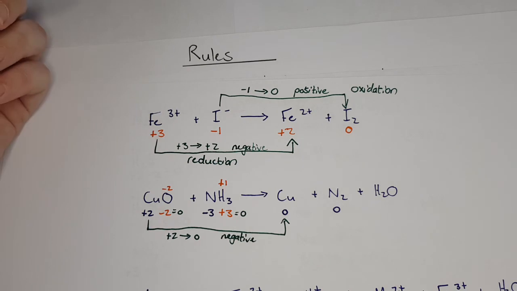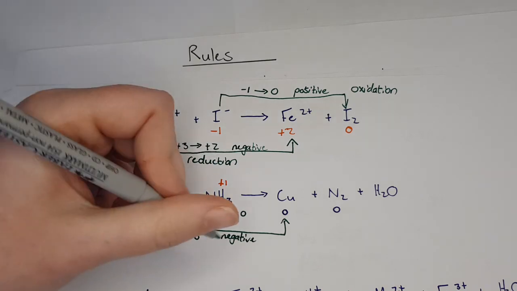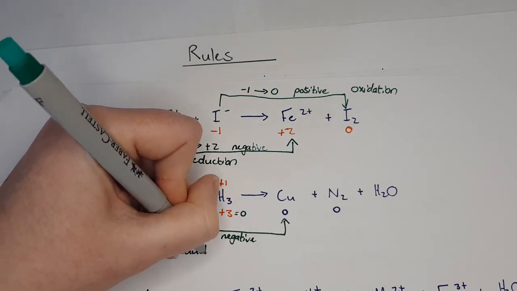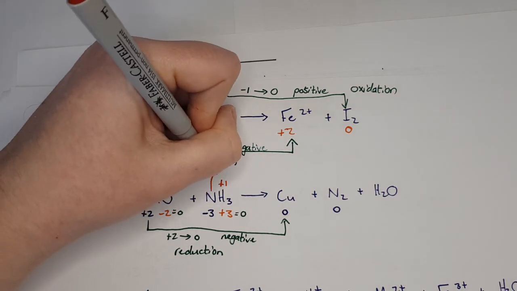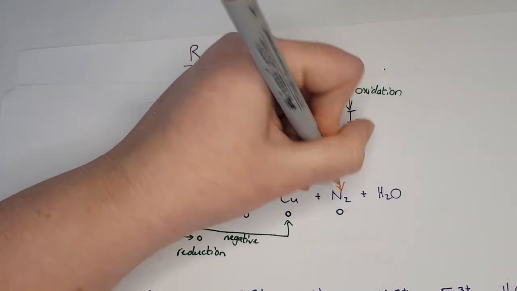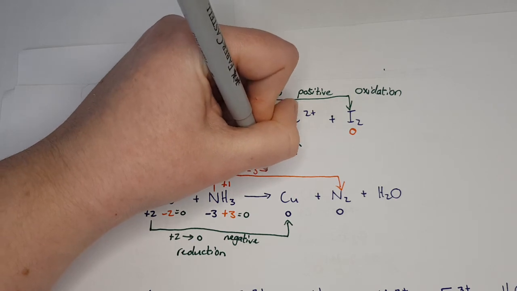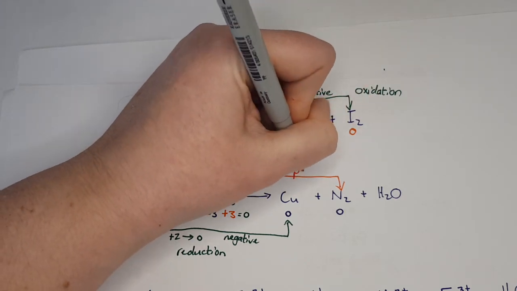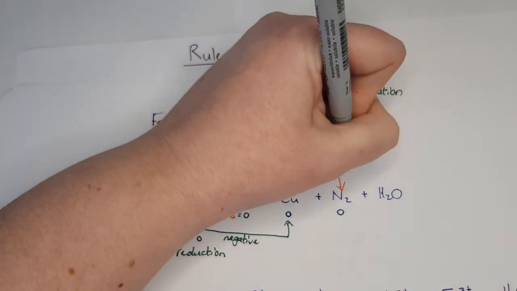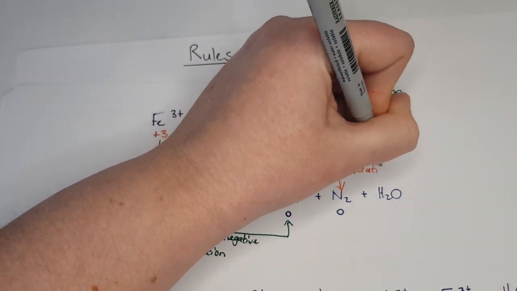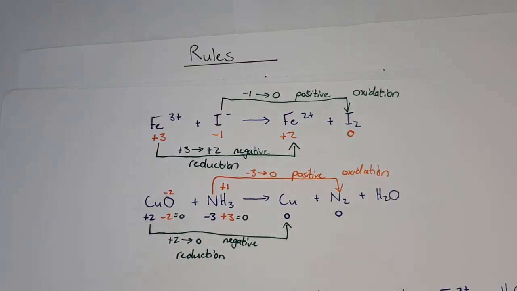And if it's getting negative, it means it's gaining electrons, which means it has to be reduction. But then the nitrogen is going from -3 to 0. So -3 to 0 means it's getting positive. And if it's getting more positive, it means oxidation. Okay, so that's what we're going to do if we're asked to find when something is oxidized or when it's reduced.